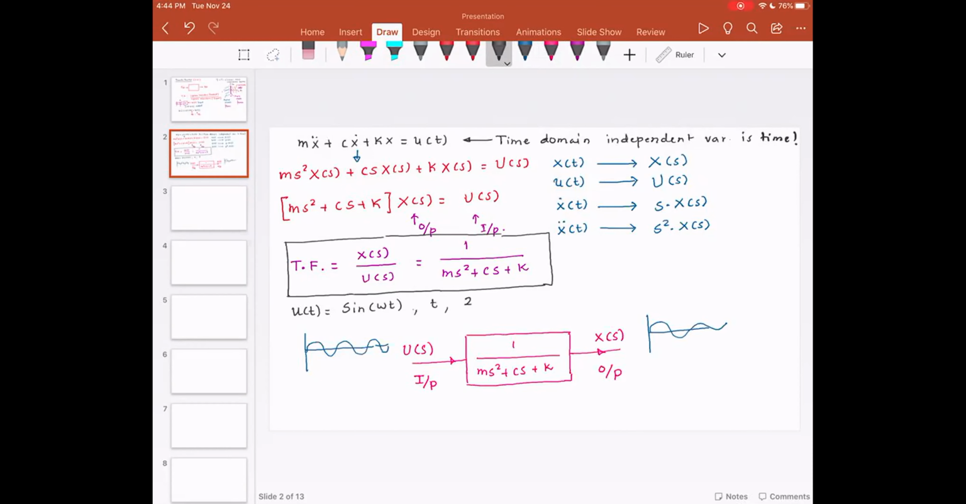This is a quadratic equation. This equation can be solved with the formula minus b plus minus square root of b square minus 4ac, divided by 2a. Here it becomes minus c plus minus square root of c square minus 4mk divided by 2m. So this is the value of s at which the system response is infinity.